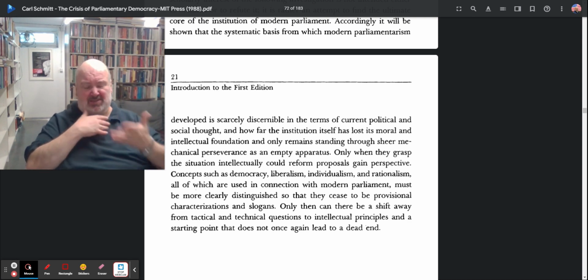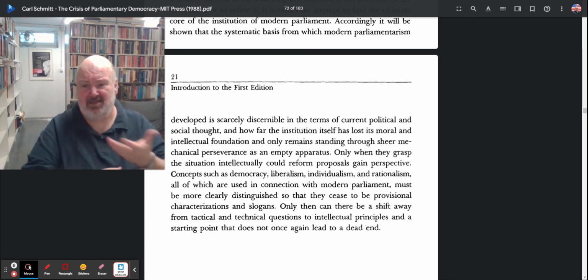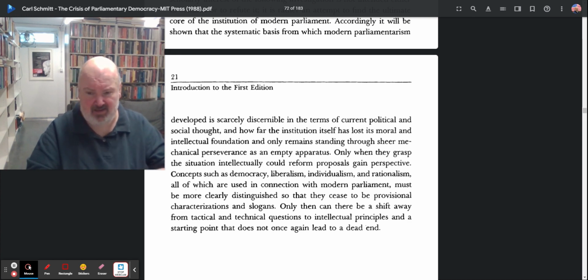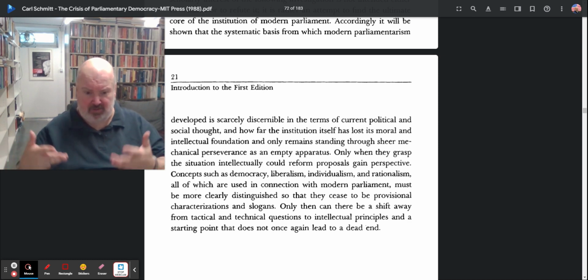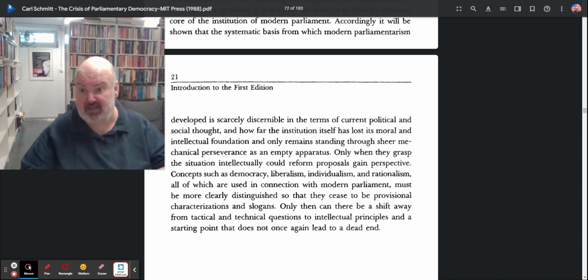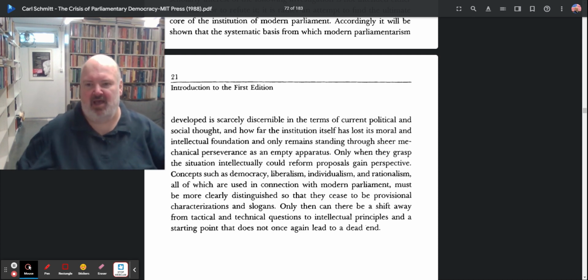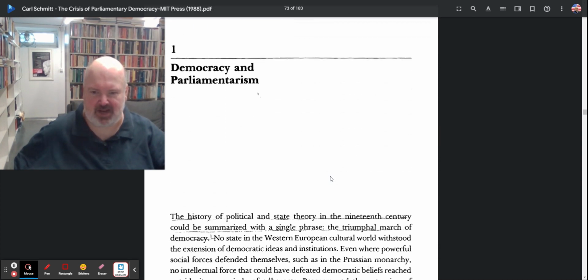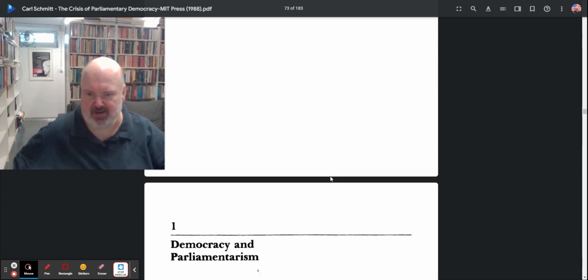Now, the crisis for Schmitt here is that there's an intellectual crisis of the legislative state, and it needs to be resolved on intellectual grounds. Only by coming to terms with that and understanding these concepts clearly can you then make an intellectual reform of the thing. Otherwise, you'll only have what he calls tactical and technical things that only lead to dead ends. You need to get to the intellectual principles and a starting point that does not lead to a dead end. And this is how he ends the introduction. From there, he will turn to our next chapter, which again discusses democracy and parliamentarism.